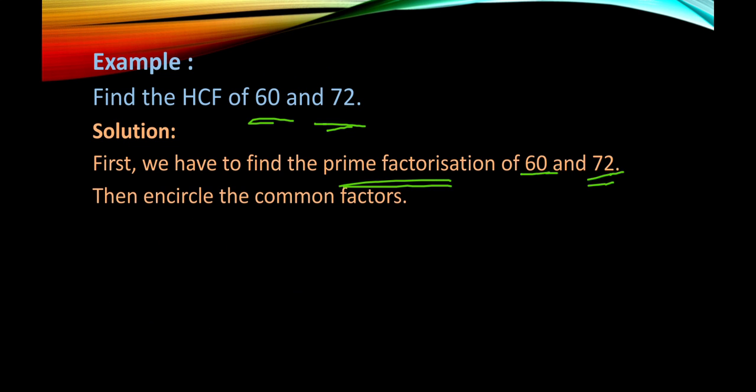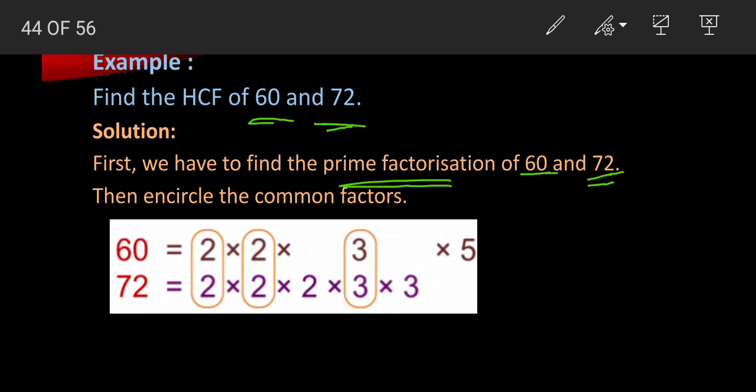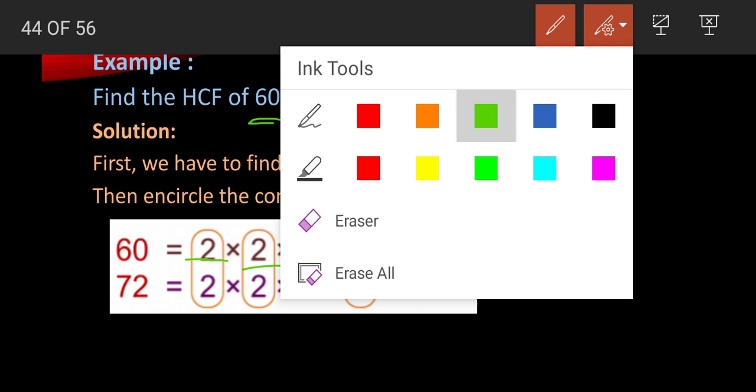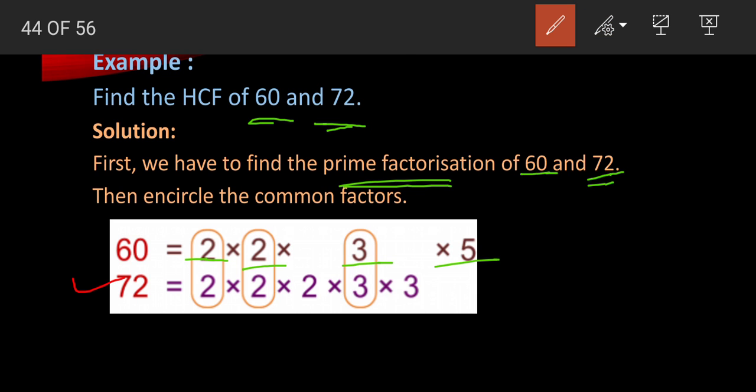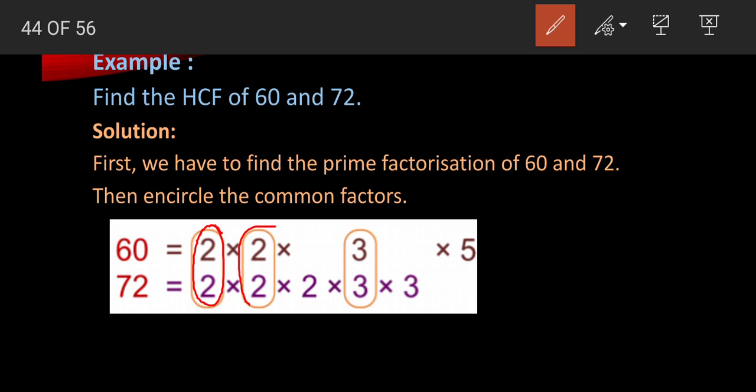The next step is we have to encircle the common factors. 60 can be written as the product of 2 multiplied by 2 multiplied by 3 multiplied by 5. In the same way we can write 72 as the product of 2 multiplied by 2 multiplied by 2 multiplied by 3 and 3. You can prime factorize 72 in the same way as 60. So next step is we have to encircle the common factors. Here factor 2 is present in both numbers, so I have encircled that. Next, again 2 is present in both numbers, so encircle that. Again 3 is present in both numbers. So the common factors are 2, 2 and 3.